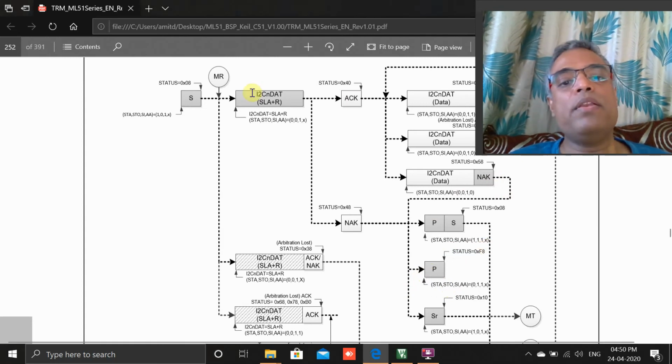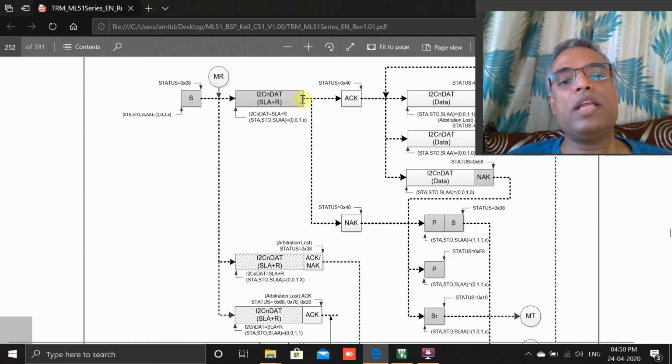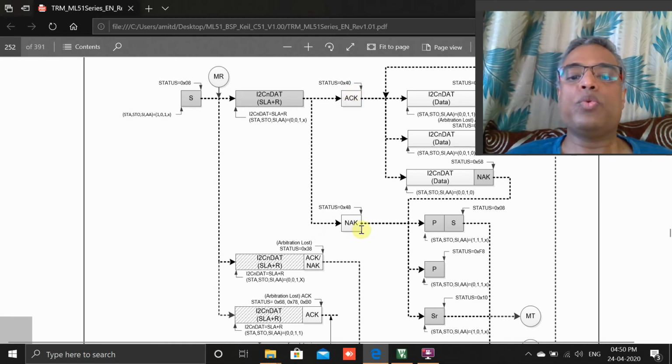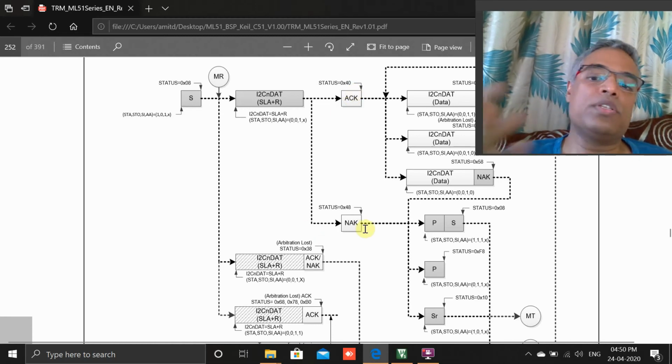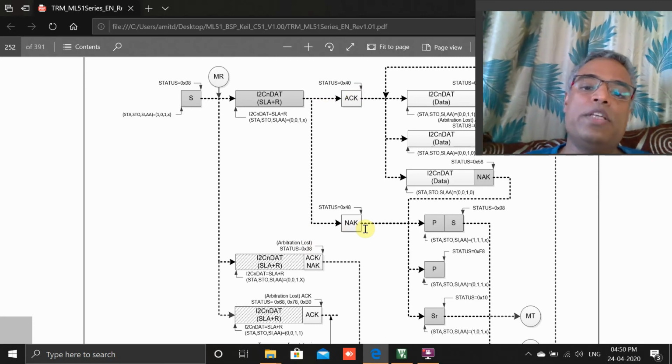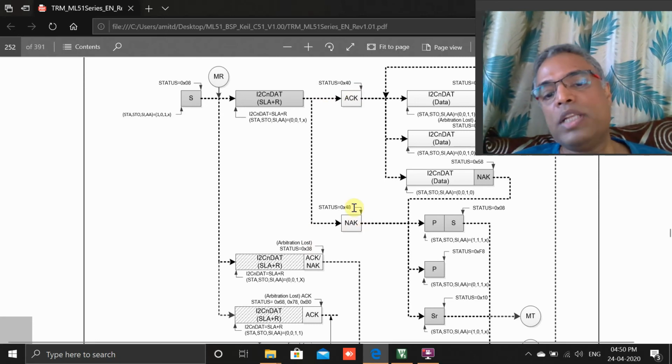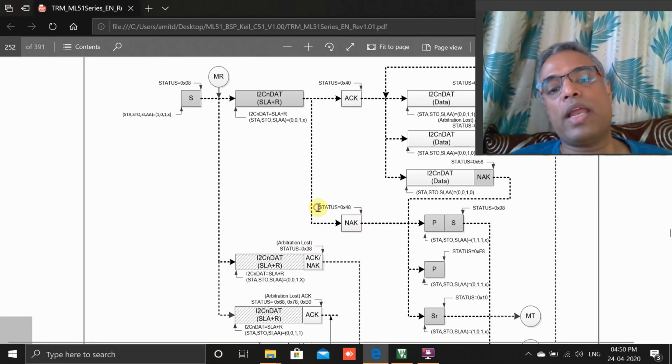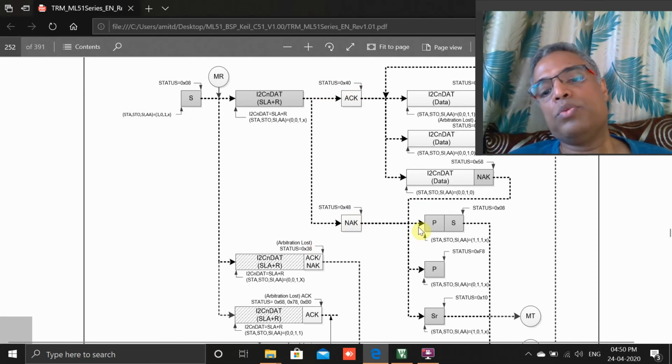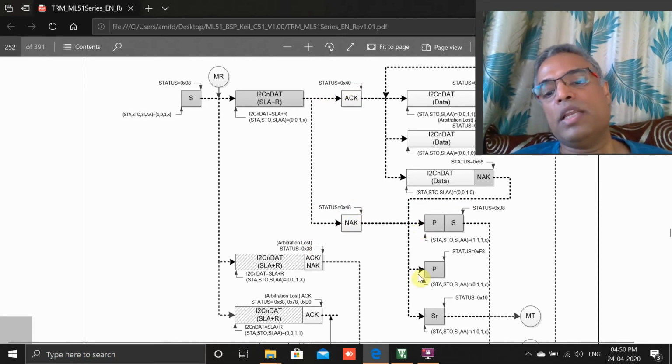Again, two things can happen after we write the address for the slave. Either the slave acknowledges it or the slave refuses and sends you a NAK, because there is no such slave, or the slave address is wrong or whatever. He may send you a NAK, or the slave doesn't want to acknowledge, he may send you a NAK. So if it sends you a NAK, you only have the option of sending a stop bit and ending the transaction.